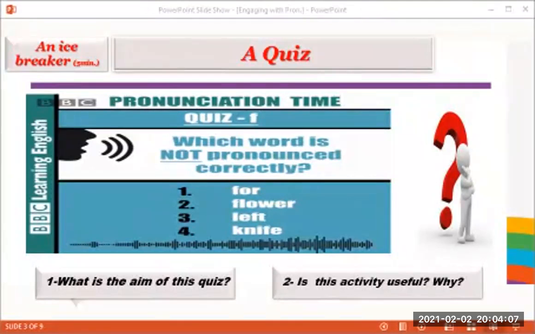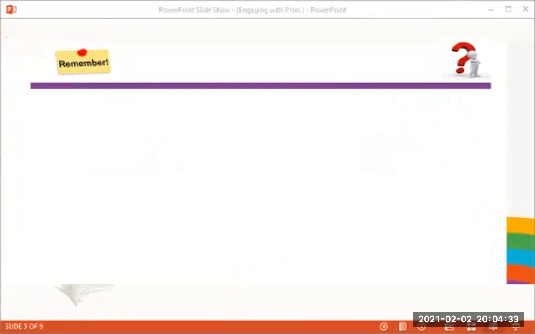Is this activity useful for you? Yes, it's very useful. It makes pupils concentrate on listening to find the mistake, to find their mistakes, and they can find the difference between the sounds. I say it again.